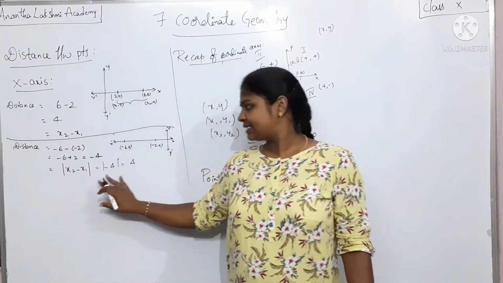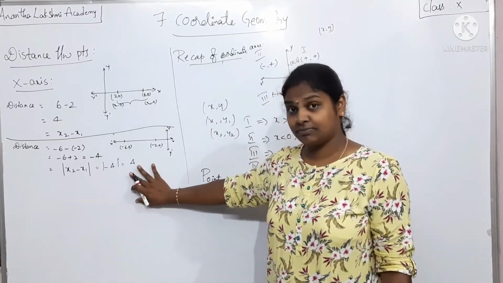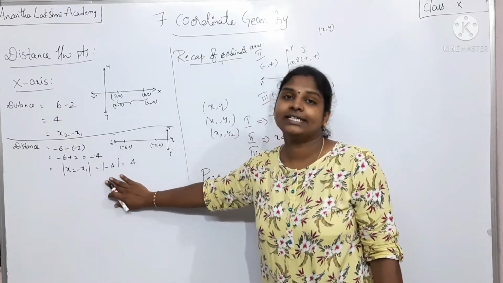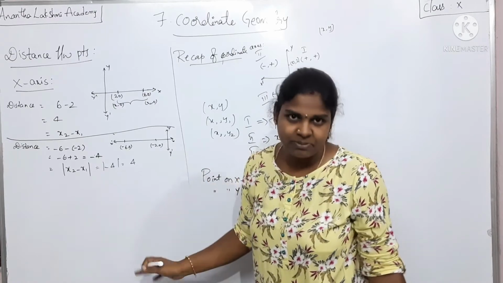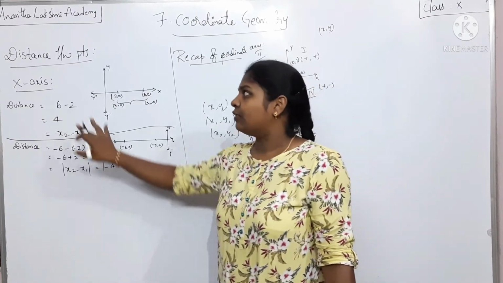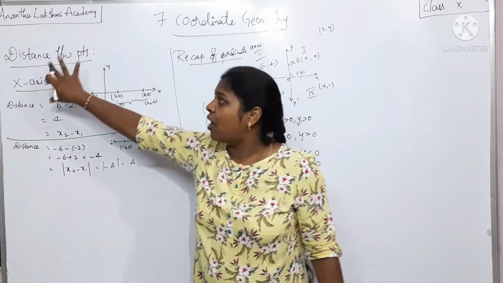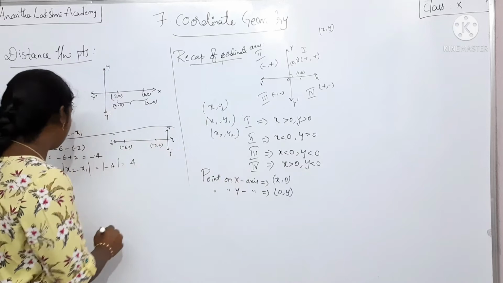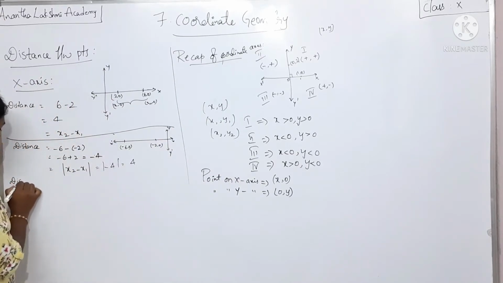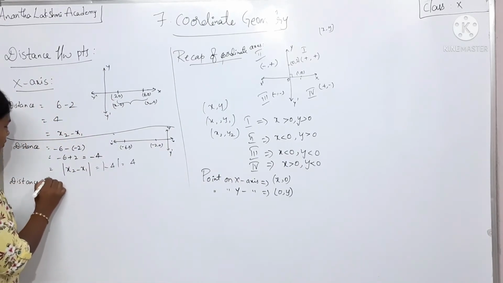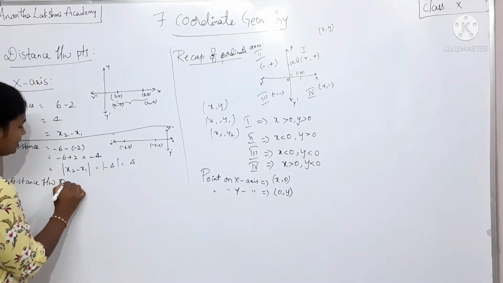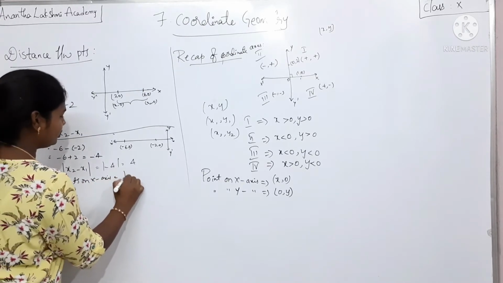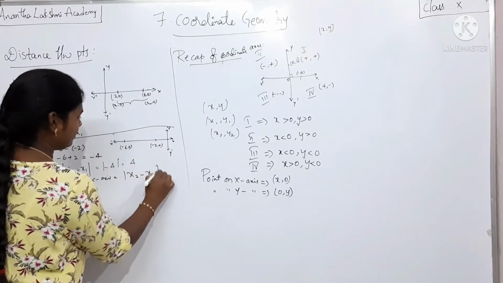Isn't it? This is known to you. By the time you reach 10th class, you should know this mod. Modulus of any negative number is positive. Modulus of a positive number is also positive. So now, distance between the points on x-axis is going to be modulus of x2 minus x1. So what we have learned? Distance between points on x-axis is going to be modulus of x2 minus x1.